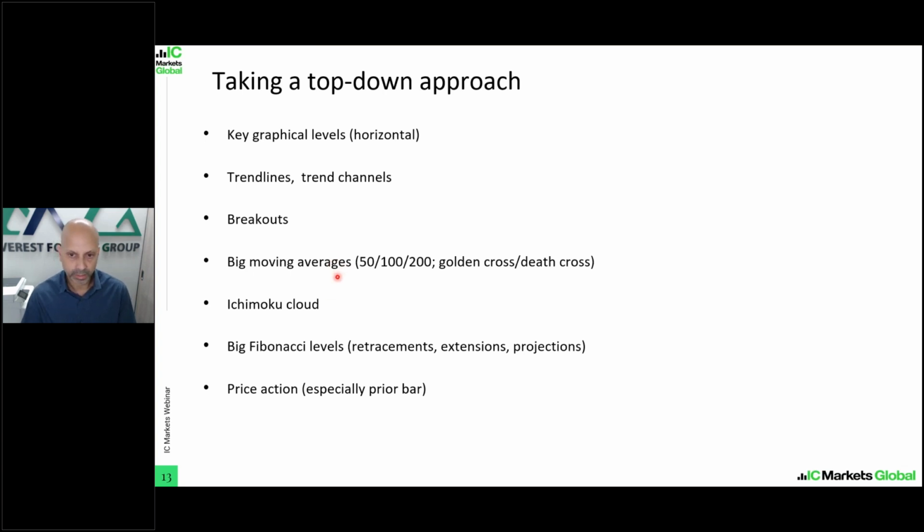So you can also employ various indicators to help us. For example, you can be using moving averages, looking for the golden cross, death cross. You can be using a momentum indicator such as the Ichimoku cloud. We can also be using Fibonacci retracement levels, extension levels to help us identify the key support and resistance. And also we can use price action, of course.